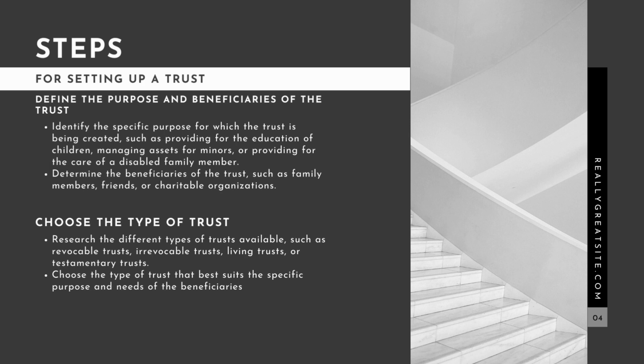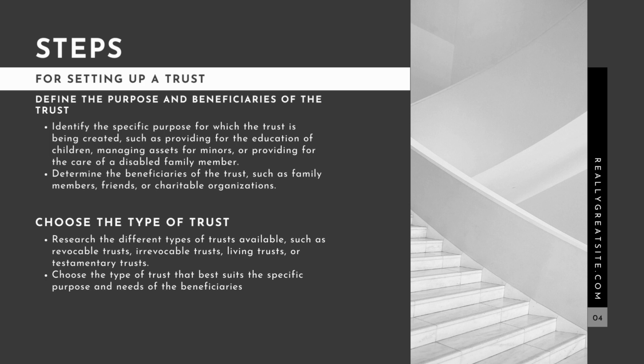You could be doing it to provide education for your children, manage assets on behalf of your kids who are minors, or provide for the care of a disabled family member, because you can't do it when you're dead, so you throw everything into a trust to make sure that disabled family member is taken care of. Then you determine the beneficiaries of the trust, such as family members, friends, or a charitable organization. It's all up to you.